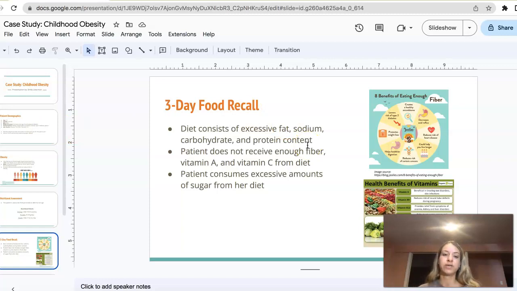eyesight, etc. So it's definitely important that she limits the amount of fat, sodium, and sugar that she's getting from her diet, and in turn replaces it with more foods that give her the beneficial fibers and vitamins that she is missing from her diet.